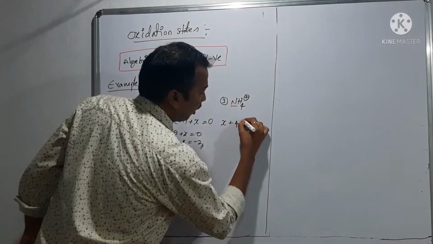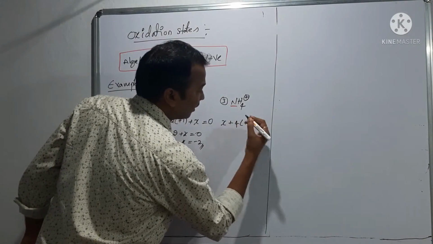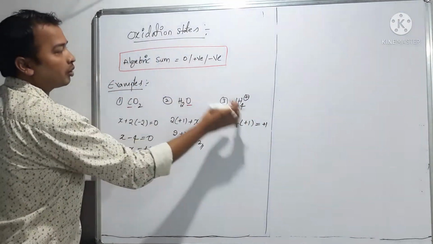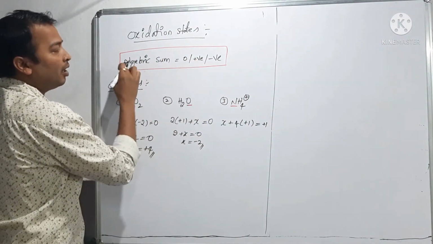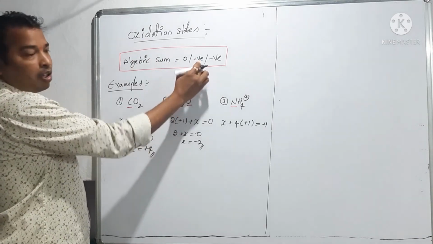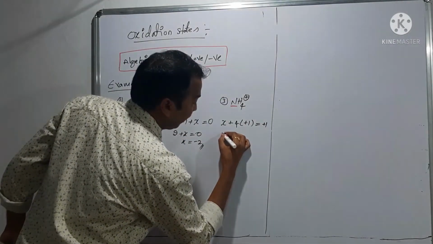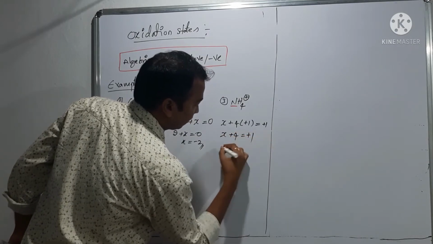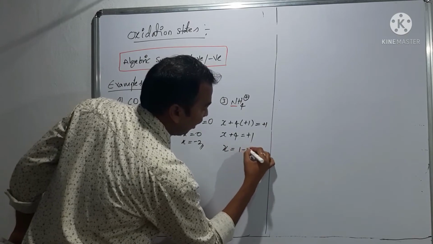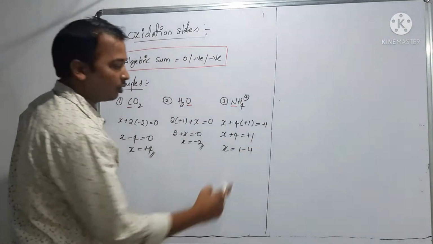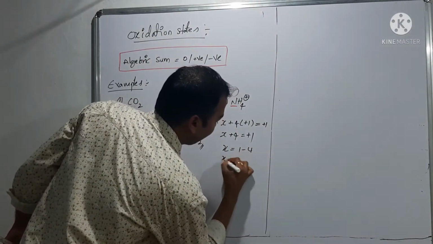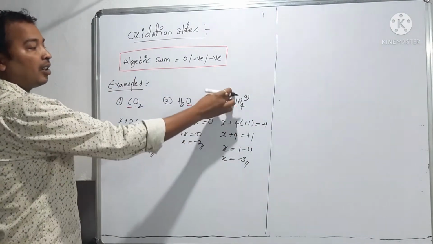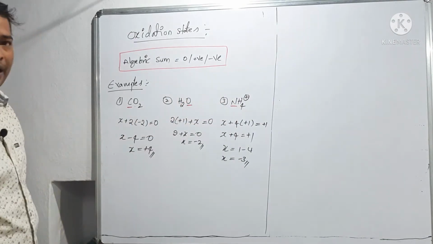So I am taking 4 hydrogen atoms, each having a plus charge, and that equals the overall charge of plus 1. So it is a positively charged molecule, that's why I am taking the algebraic sum equal to positive. So here I am writing x plus 4 equals plus 1, then x equals 1 minus 4, that is nothing but x equals minus 3. So here minus 3 is the oxidation state of nitrogen in this one.